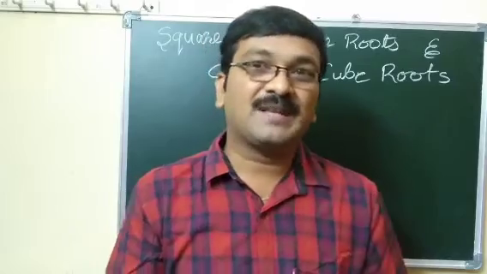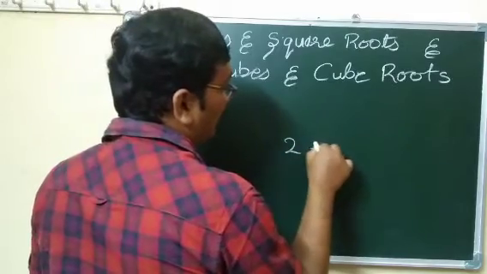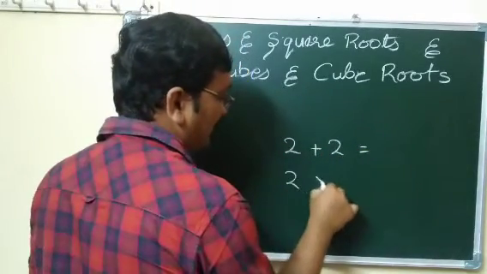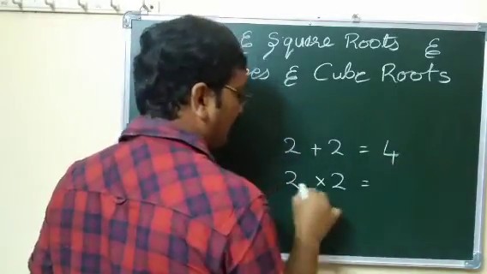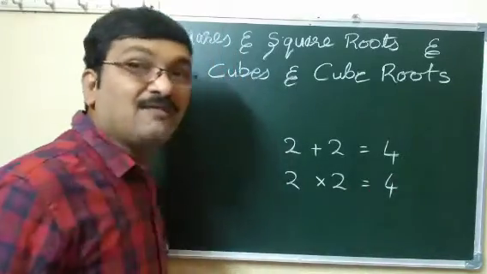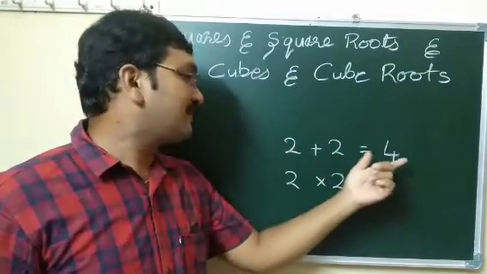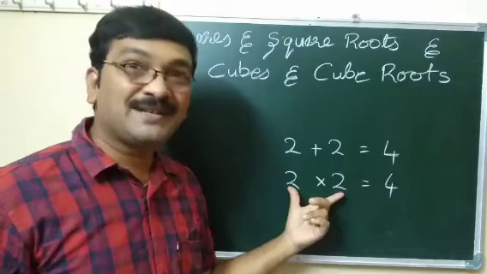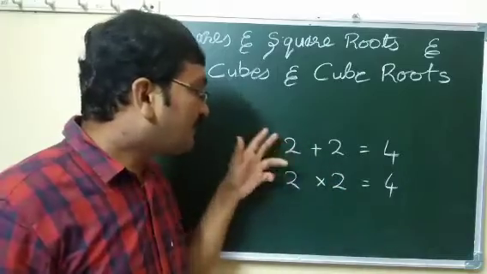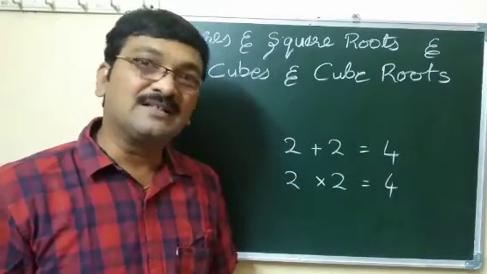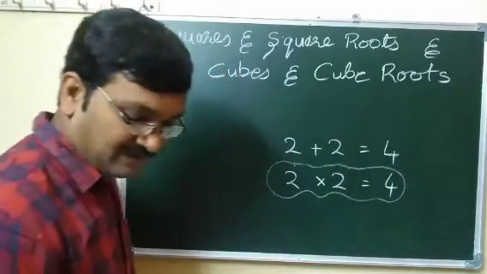Before going to the chapter, I'll give you two questions. Suppose I add 2 plus 2, and I multiply 2 into 2. Here the answer is 4, and here the answer is 4, but the way of reading is different. Here we say 2 is added to 2, then the result is 4. Here 2 is multiplied by 2, then the result is 4. Both are different, and we are going to learn about this, the multiplication.